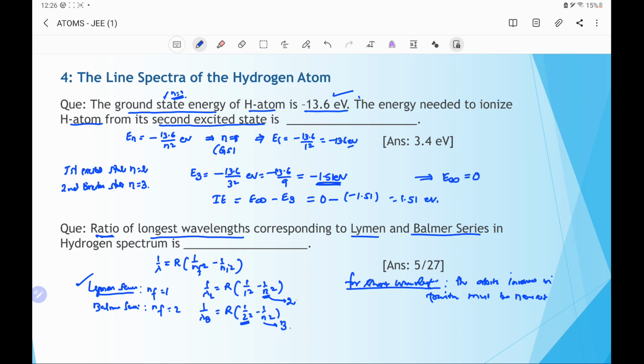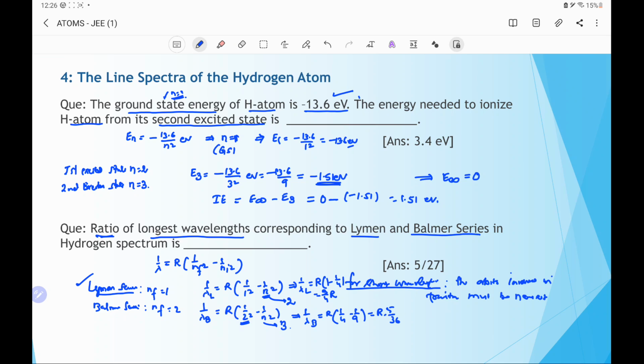Therefore, we can write 1 by lambda L is equal to R into 1 minus 1 by 4, that is equal to 3 by 4 into R. Similarly, for the Balmer series, we can write 1 by lambda B is equal to R into 1 by 4 minus 1 by 9, and it is equal to R into 5 by 36.